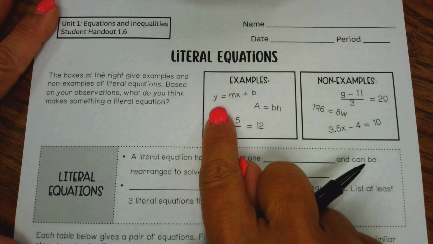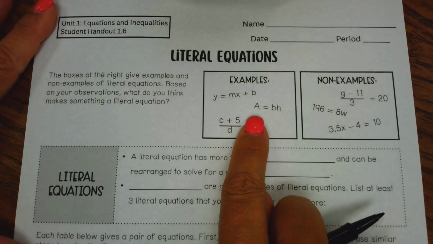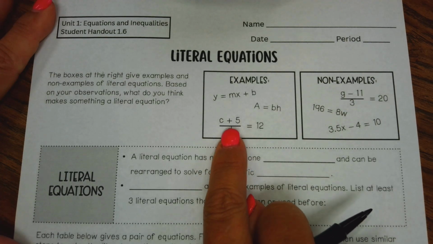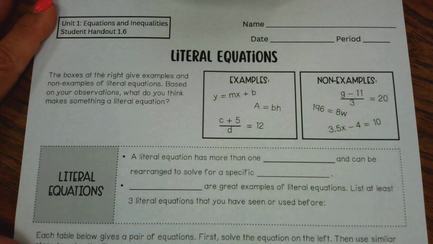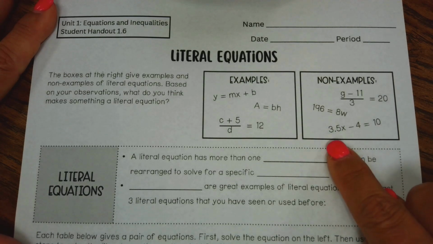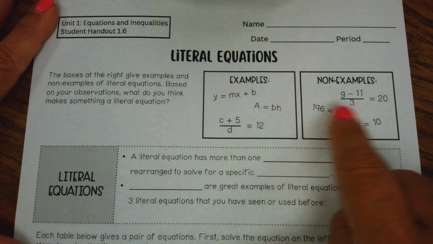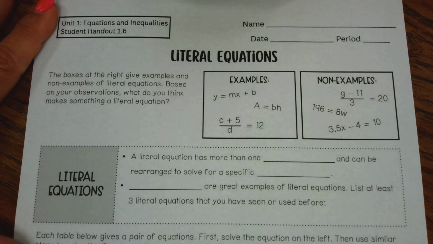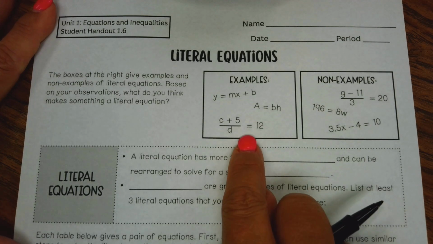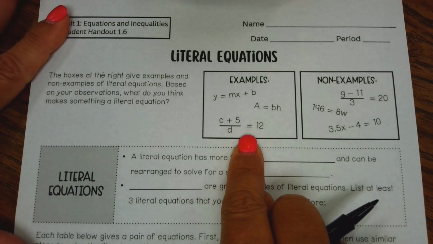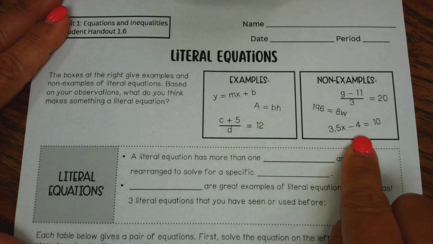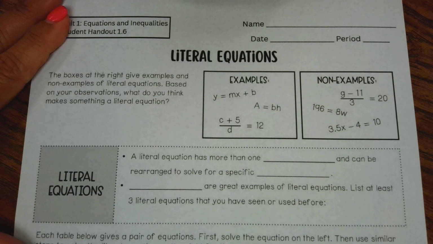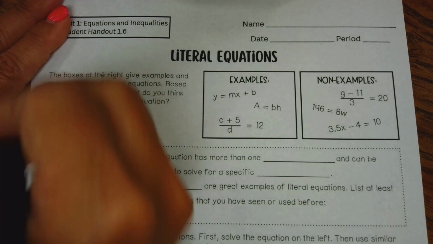So let's look at these examples. Y equals mx plus b, a equals bh, c plus 5 over d equals 12. Those are examples of literal equations. And non-examples are g minus 11 over 3 equals 20, 196 equals 8w, 3.5x minus 4 equals 10. So what's the main difference between the examples and the non-examples? Well, you'll notice all of the examples have two or more variables, and the non-examples only have one variable. So that is what a literal equation is.